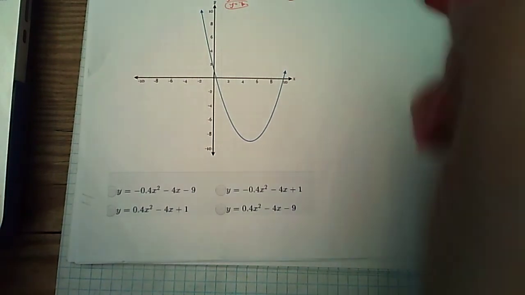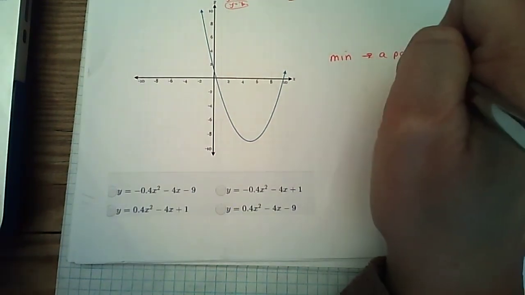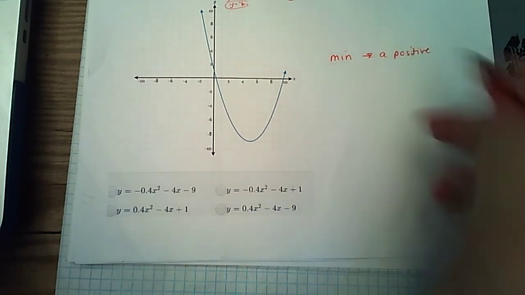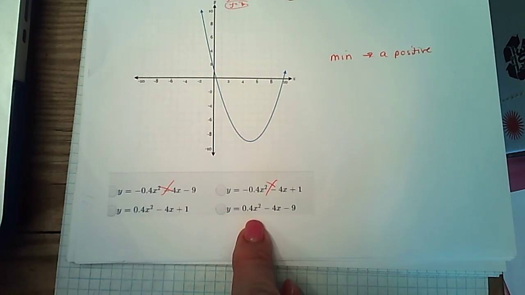Exactly, I have a min. And because I have that minimum, my A is positive. So now, ding, ding, ding, ding. So I'm only down to these 2 at the bottom.